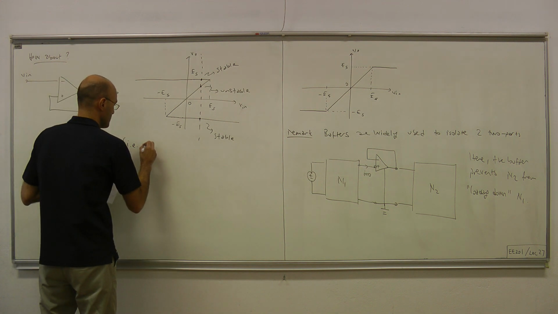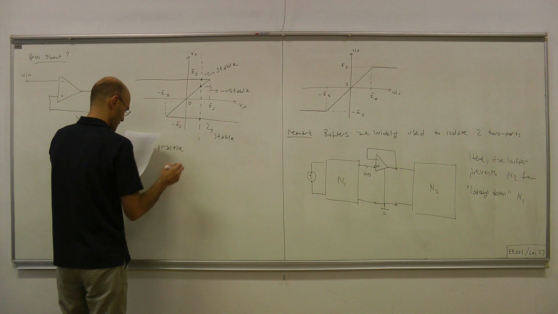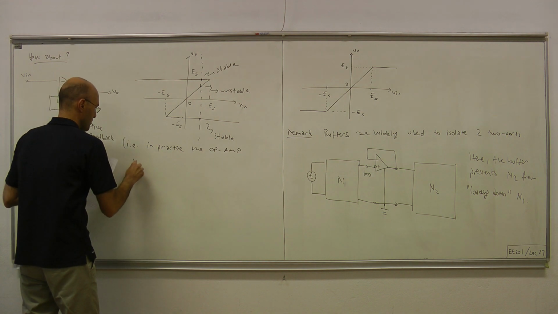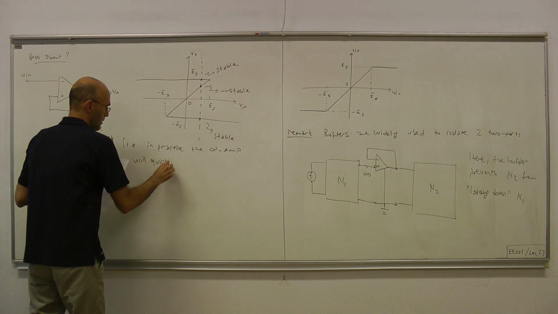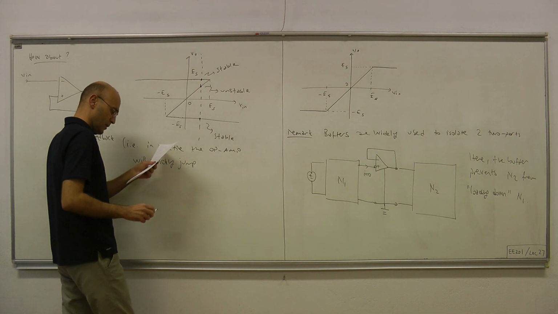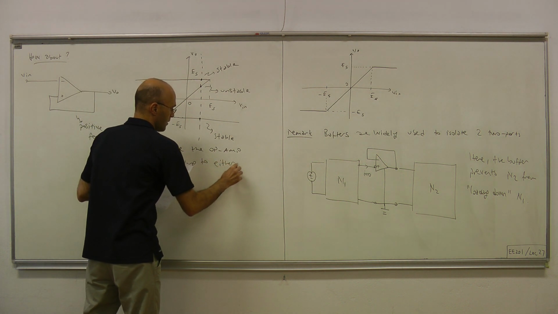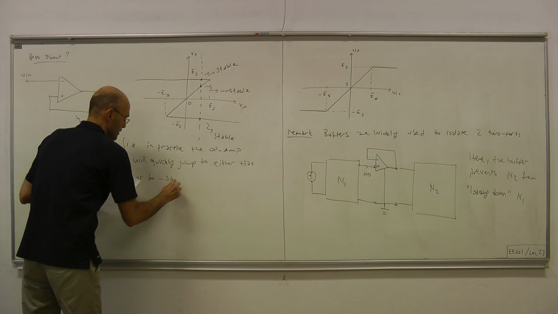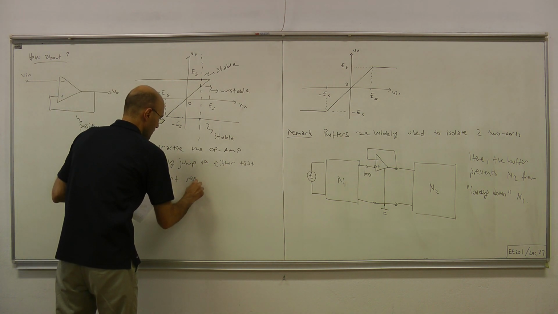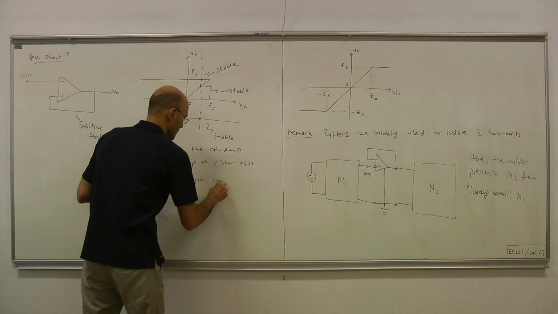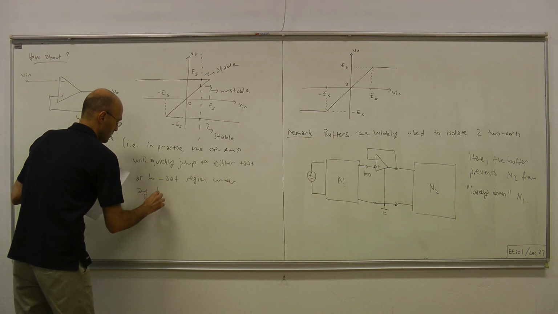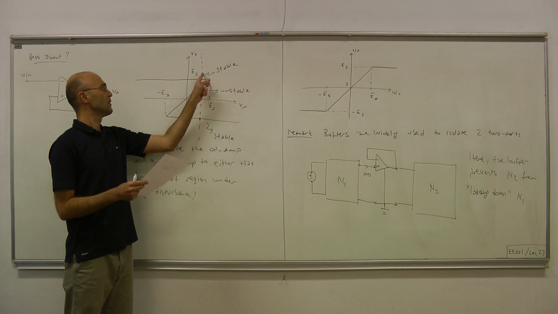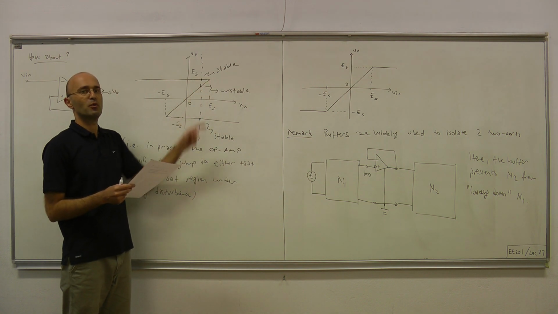That is in practice. Open. We'll quickly jump to either positive saturation or to negative saturation voltage under energy states. That's why we call these two operating points stable and the operating point corresponding to the linear region unstable.